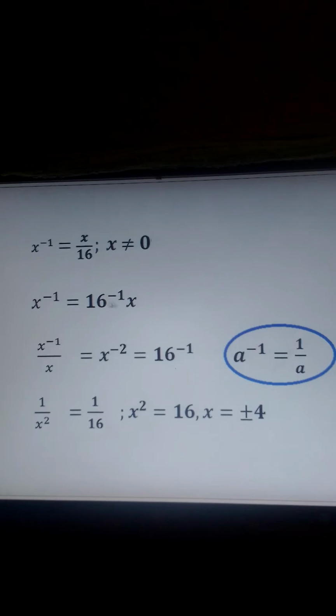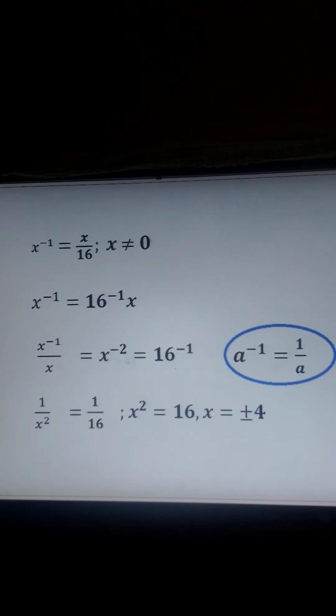Now from there, we want to divide both sides by x. So you divide this one by x and this one by x. So x raised to minus 1 divided by x is x raised to minus 1 times 1 over x. How can you write 1 over x? You write it as x raised to minus 1. So it is x raised to minus 1 times x raised to minus 1, and you get x raised to minus 2, which is equal to 16 raised to minus 1.